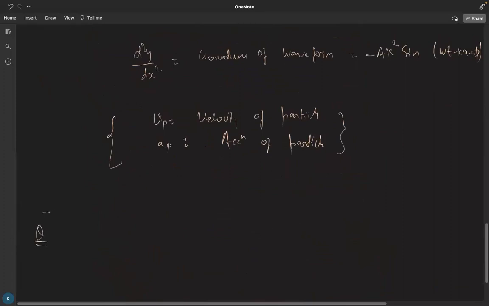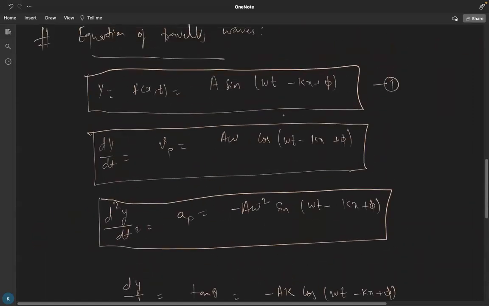So actually it's a theoretical question. The question is, what is the difference between omega t minus kx and kx minus omega t? I'm just writing here omega t minus kx. Somewhere it's written maybe like kx minus omega t. So what is the basic difference between these two?